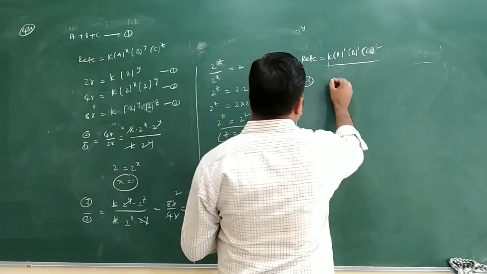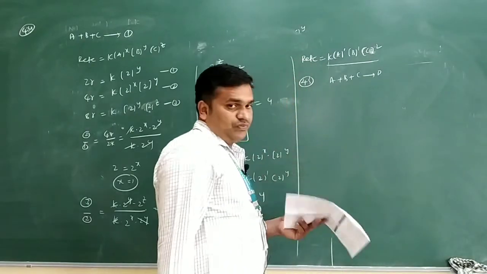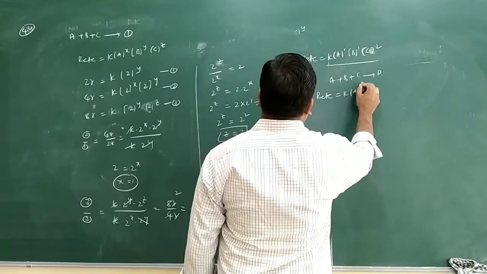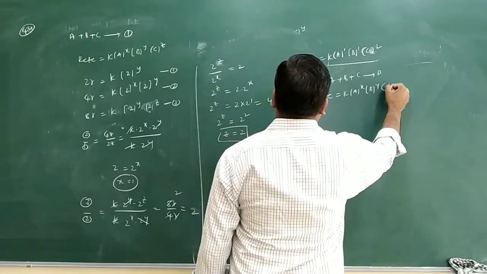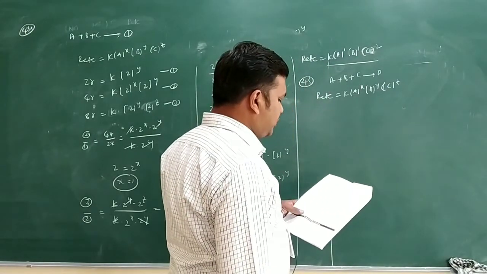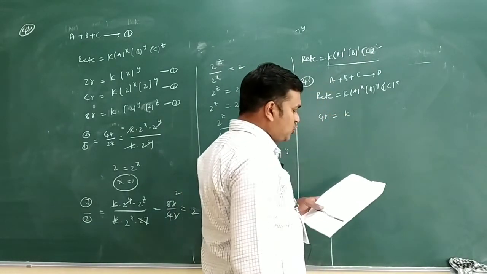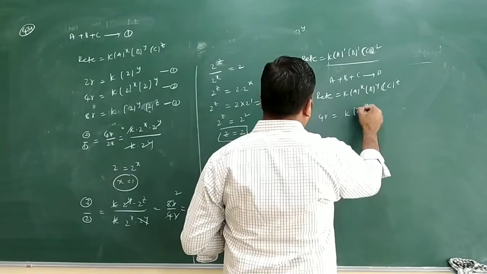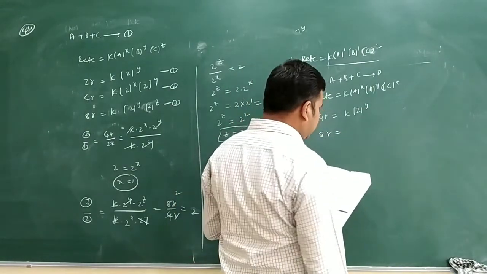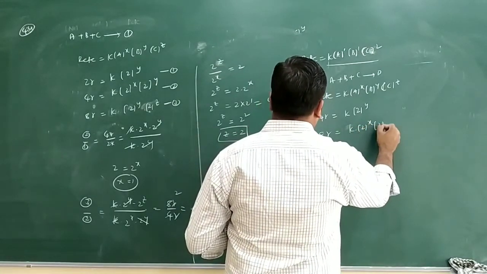A plus b plus c gives rise to d. First I will write the expression. Rate is equal to k into a whole power x into b whole power y into c whole power z. Rate becomes 4 times when the concentration of b becomes 2 times. So this is k into b becomes how many times? 2 times. I will write here 2 whole power y. Next, rate becomes 8 times, 8r, when the concentration of a and b becomes 2 times. So this is 2 power x into 2 power y.